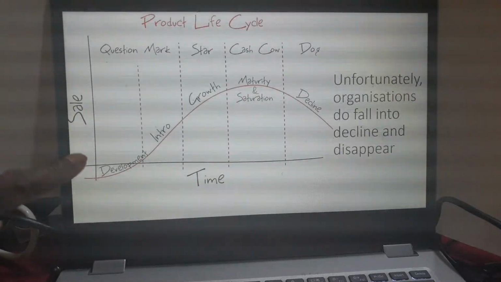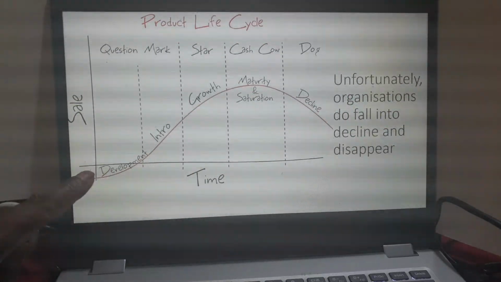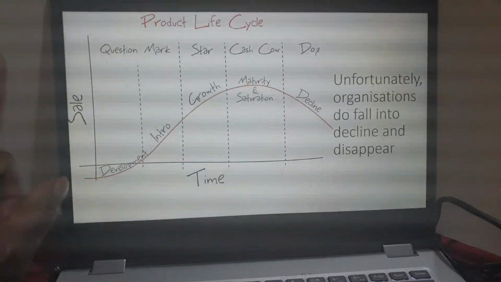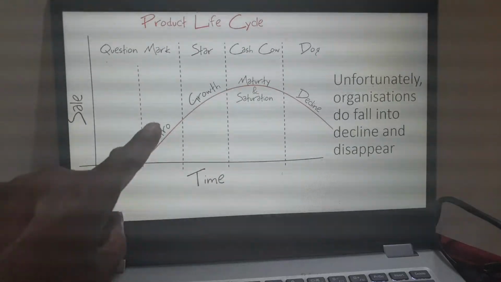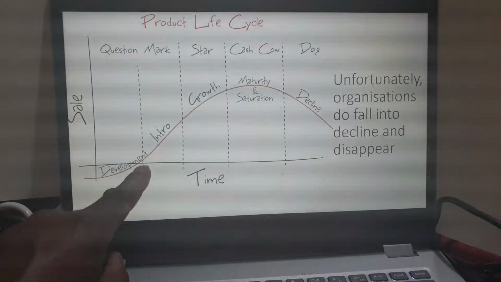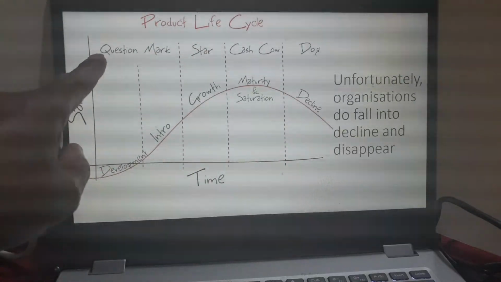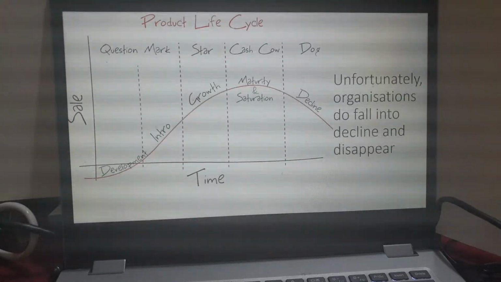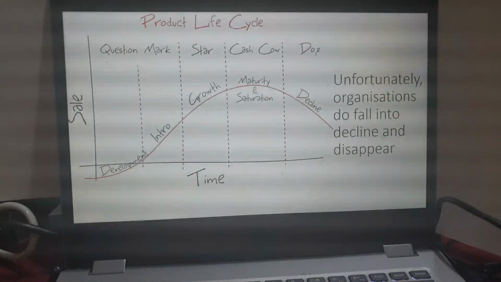Yes, over here, you develop your business. At this time, there are no sales and time is passing. So when there are no sales, there's no profit. But then you introduce your business after a period of development. Now, when you introduce, the sales are zero, but they start rising. Now, commerce people will call it a question mark. You don't know where you're going. You don't know where you'll reach. You don't know how to go, so you are struggling.